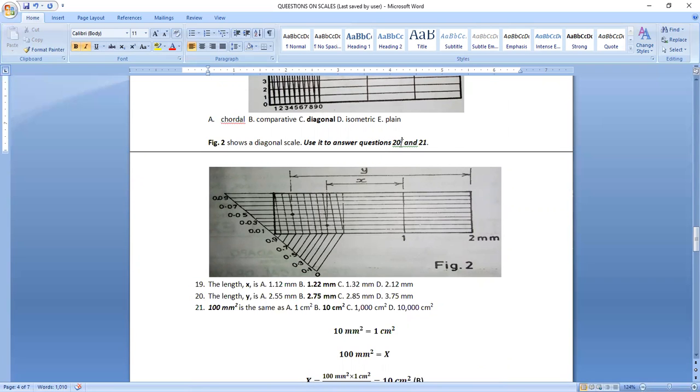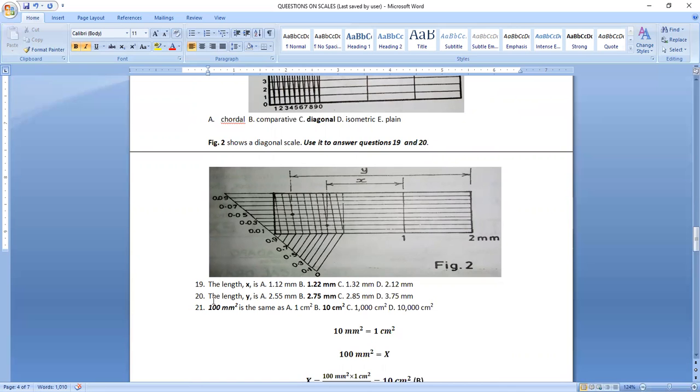Okay, questions 19 and 20. All right, so question 19: the length x, what is length x? That is the distance from here to here. As we have here, this is 1 millimeter. Then what are we going to add to it? We have 1, 2, that is 1.2. Then if you go up 1, 2, that is 1.22. So option B is the answer to the question.